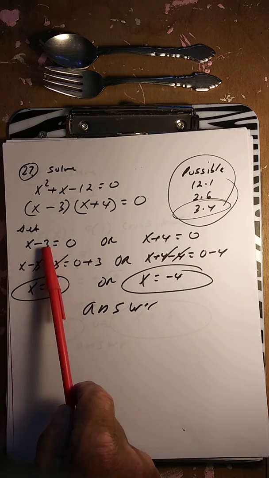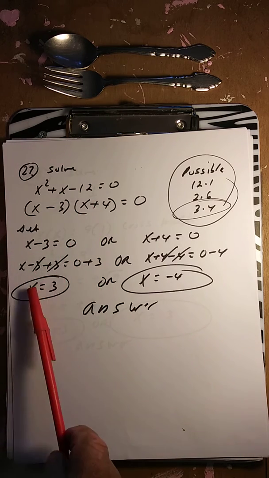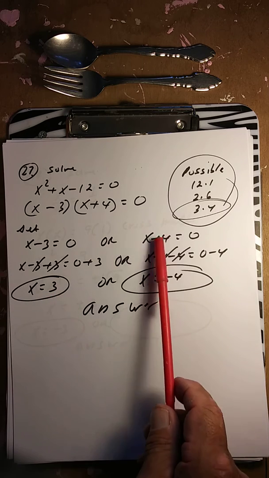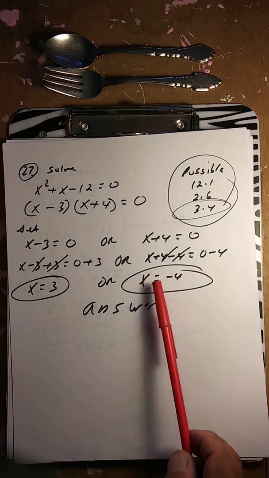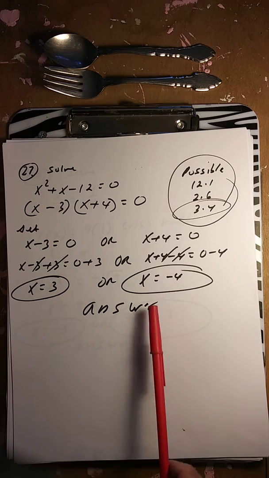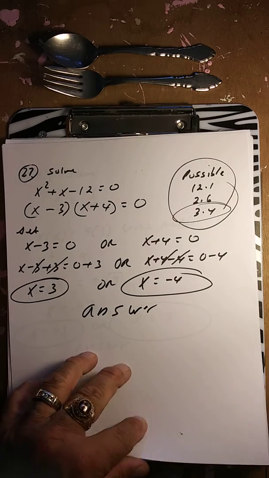So now, x minus 3 equals 0. Add 3. So x is 3. x plus 4 equals 0. So minus 4 on both sides. So x is -4. So the answer is 3 and -4.